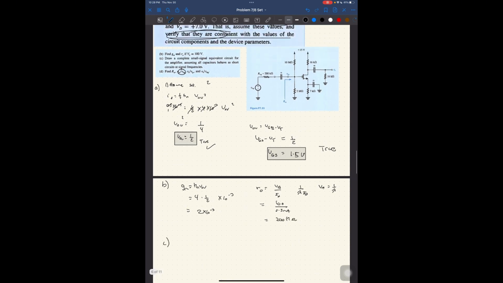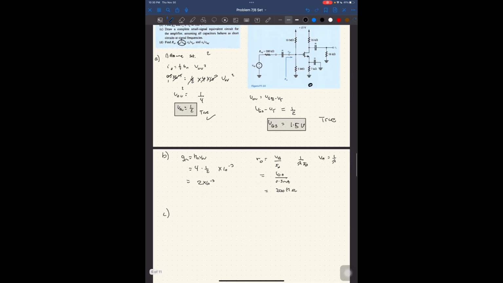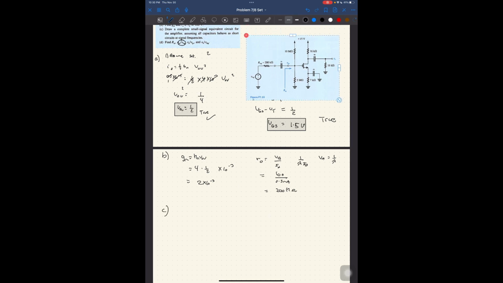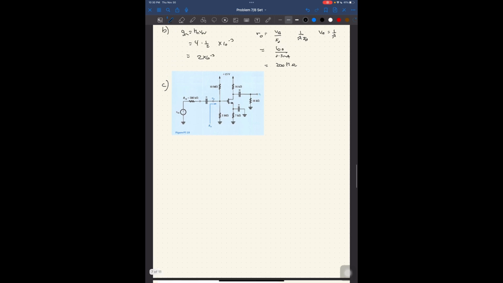Part C. Draw a complete small signal equivalent circuit for the amplifier. So I'm drawing a small signal equivalent for that circuit over here. Can I fit it in one page? You know what? Sure, yeah, I can. So to draw the small signal, I've already shown you how to draw the pi model. I think it's time you get some T model practice, right? Because, you know, what can I say? I'm just so amazing. I'm giving you guys all sorts of practice.